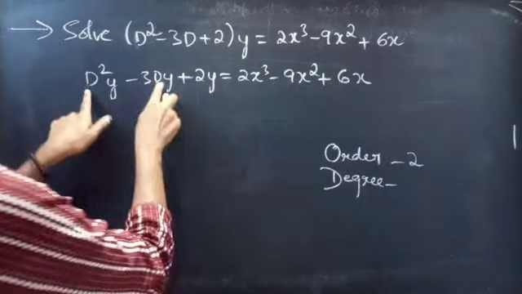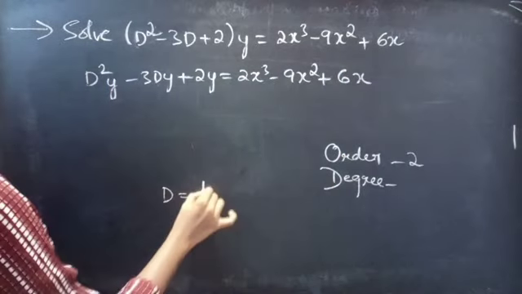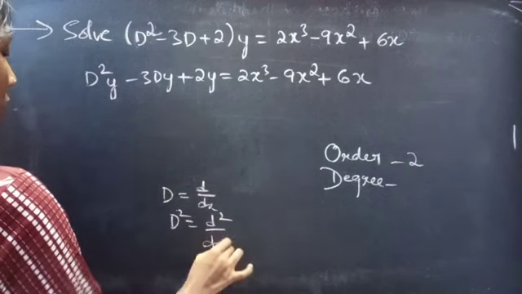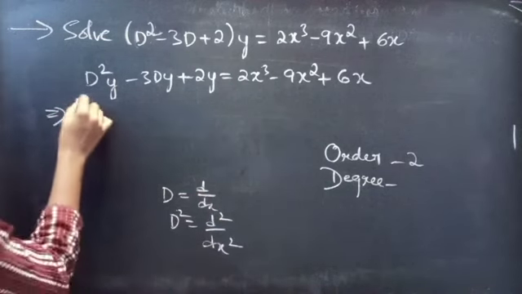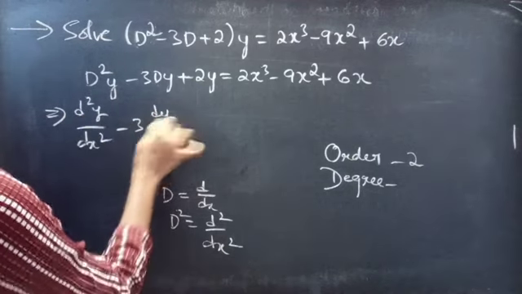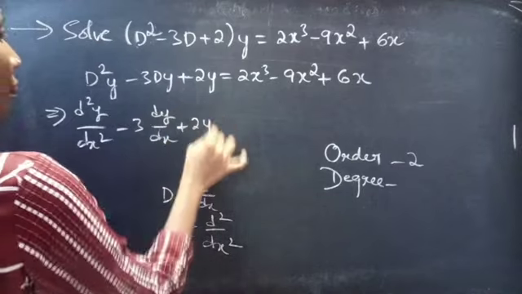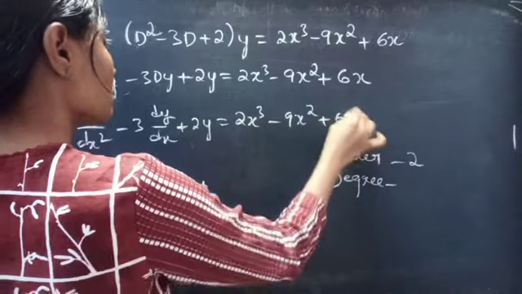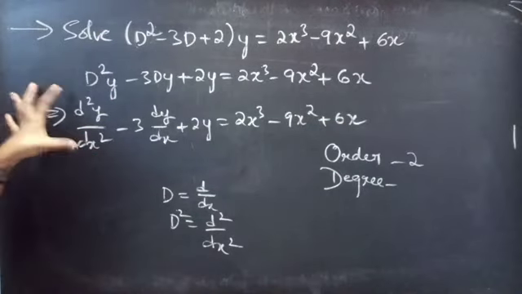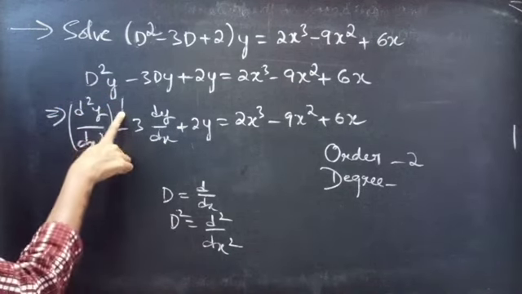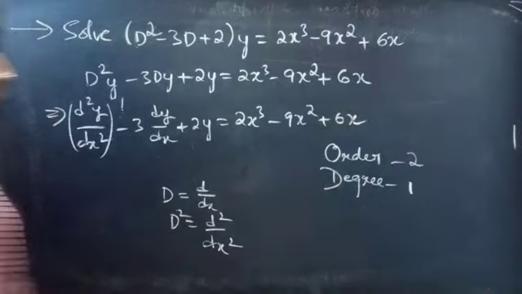We know that D is a differential operator, so we can write D as d/dx and D² as d²/dx². So the equation becomes d²y/dx² − 3 dy/dx + 2y = 2x³ − 9x² + 6x, right? Here d²y/dx² is the highest derivative, so our order is 2, and the highest power of the highest derivative is the degree. Degree is 1. Now coming to the problem.